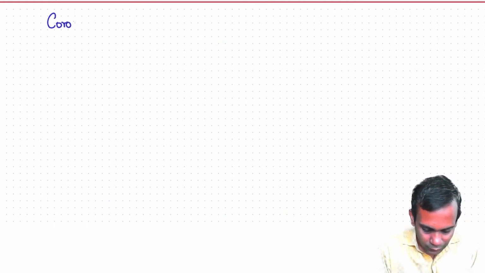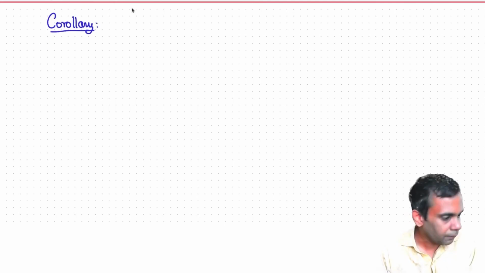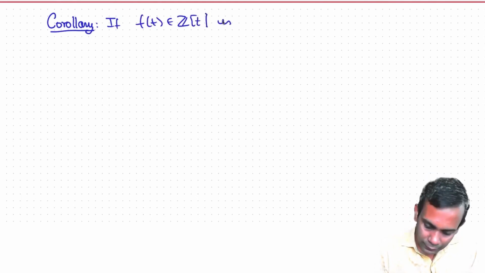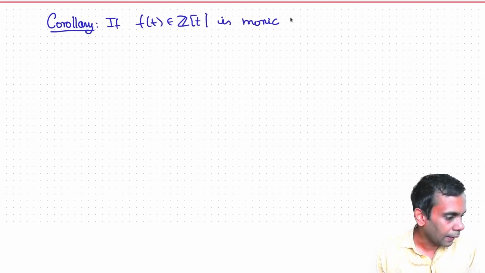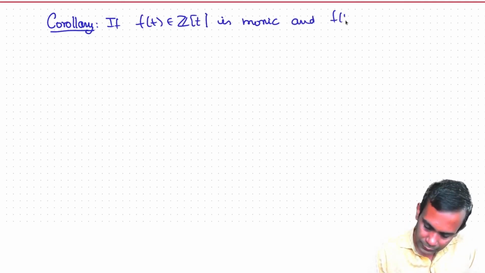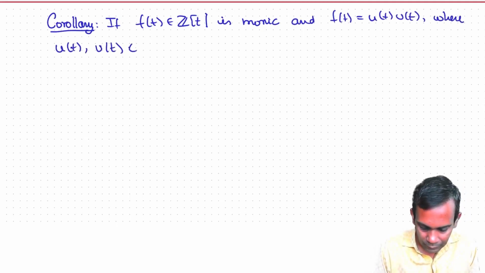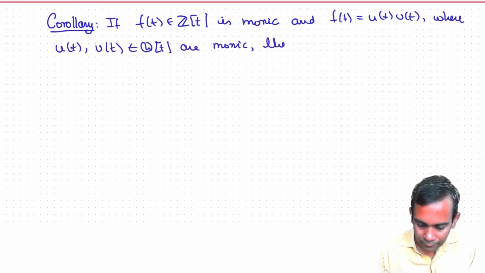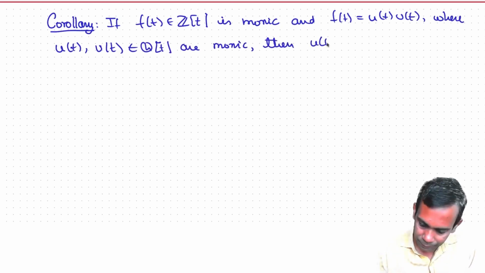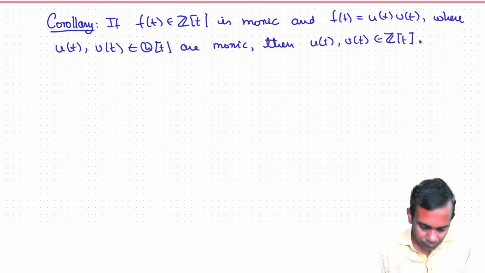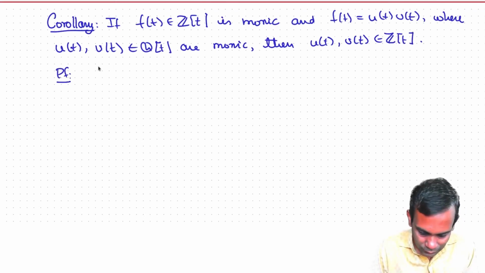So here's a corollary of Gauss's lemma. If f(t) belongs to Z[t] is monic and we write f(t) = u(t)v(t), where u(t) and v(t) belong to Q[t] and are also monic, then u(t) and v(t) are in Z[t]. And the proof is very simple, just apply Gauss's lemma.